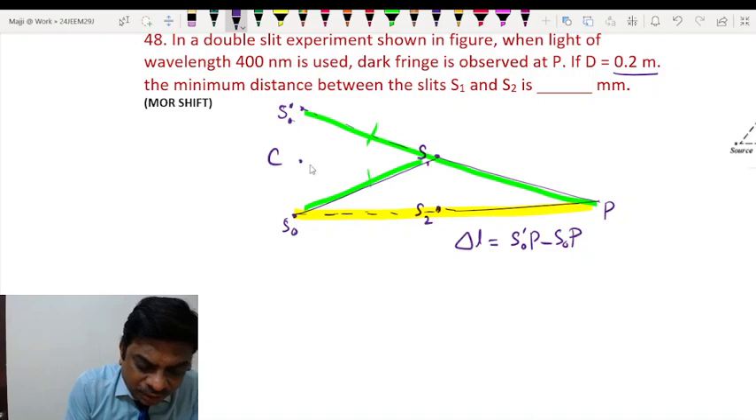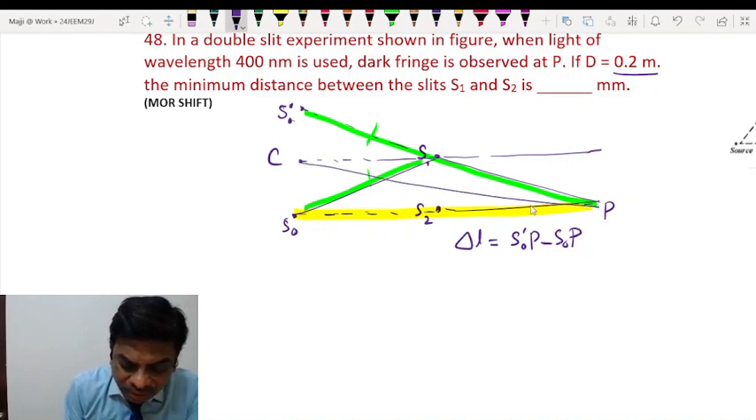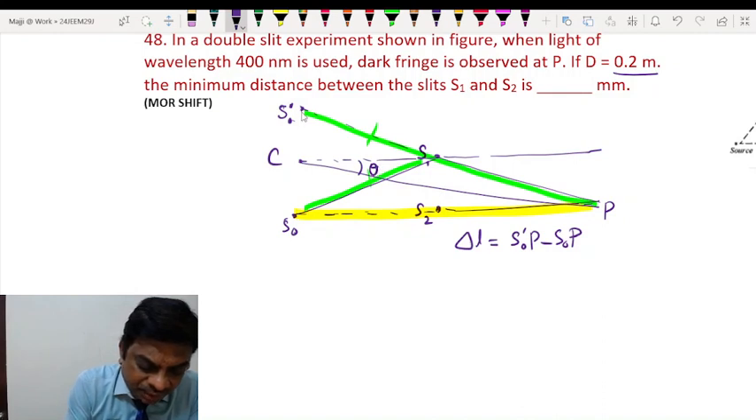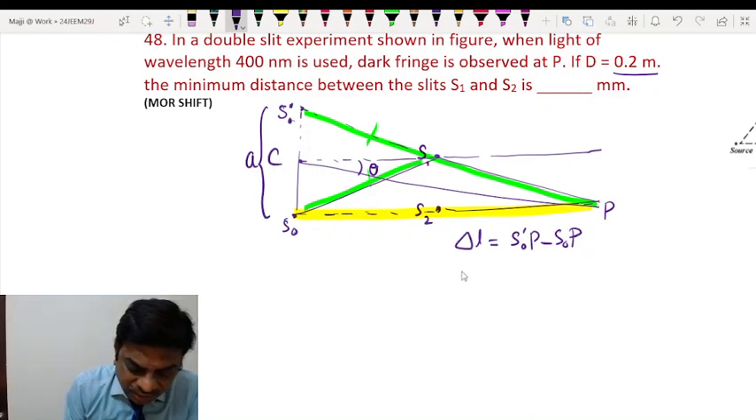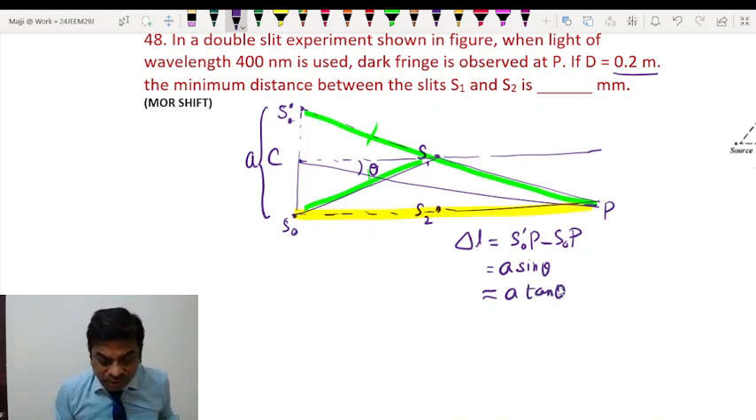If C is the midpoint of S0 and S0 dash, and you join it with P, this angle is theta, and the distance between the slits is A, let us say. Then this path difference will be A sin theta, which will be approximately equal to A tan theta, because theta is very small. Okay, students.